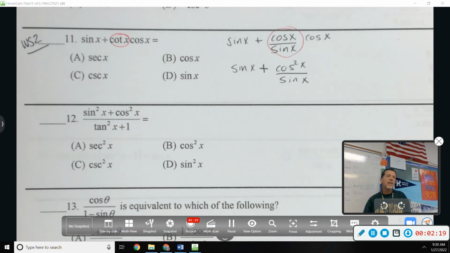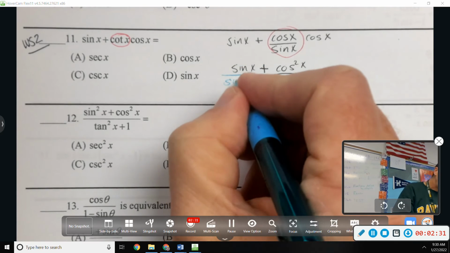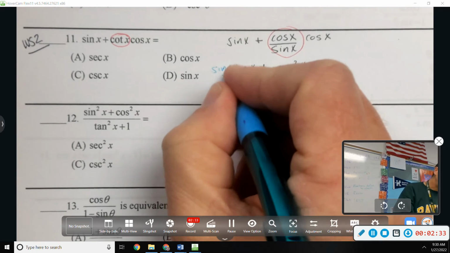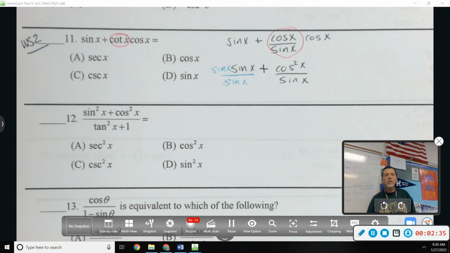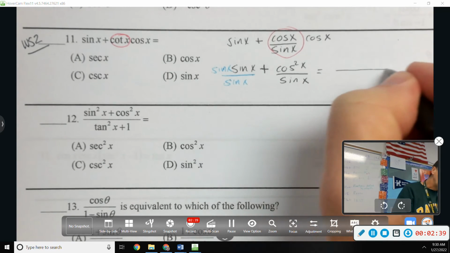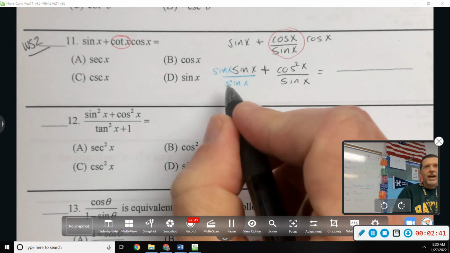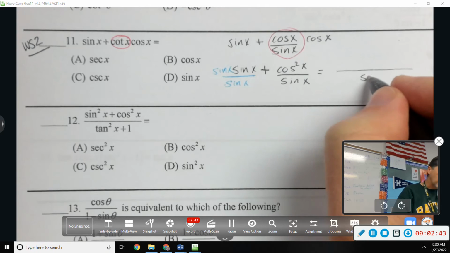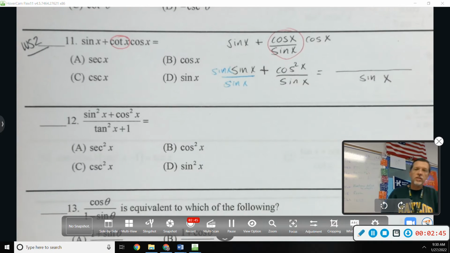If I want to add fractions, though, what does it take to add fractions? Just make the like terms on the bottom. I've got to have a common denominator. So what would my common denominator be? Sine of x. So I'm going to put sine of x in the top and bottom to make the denominators match. We do more of that kind of stuff today, like make the denominators match. It's the same rule, it's just now you're doing it with trig functions.